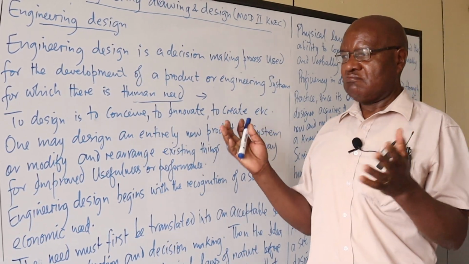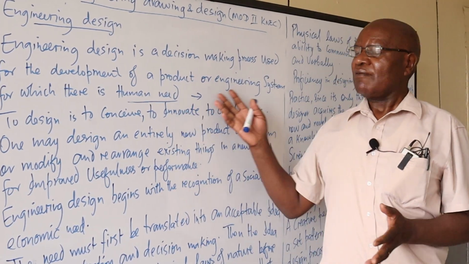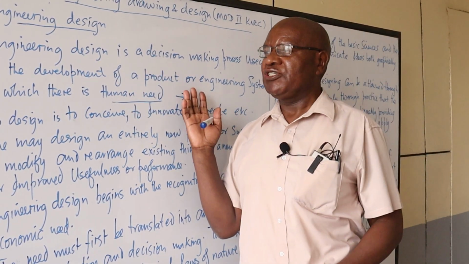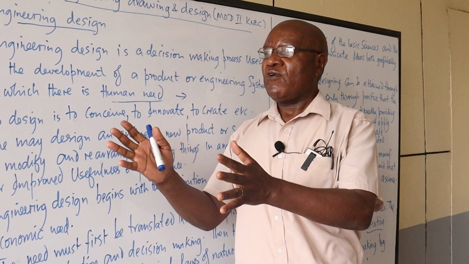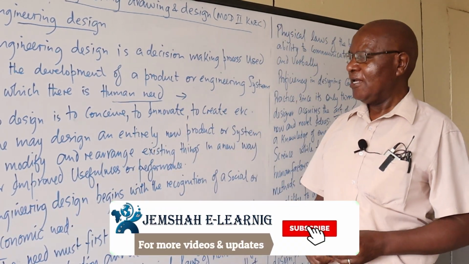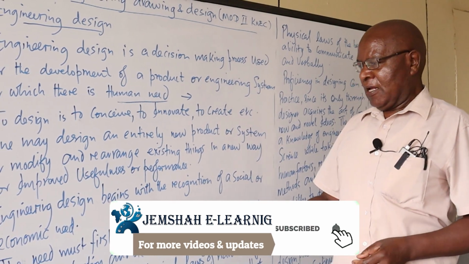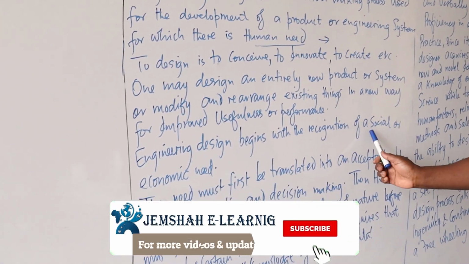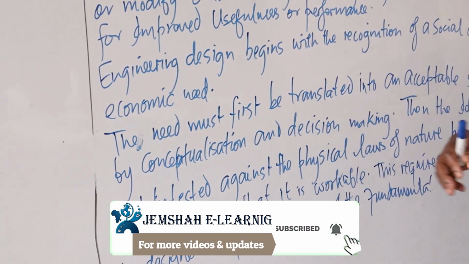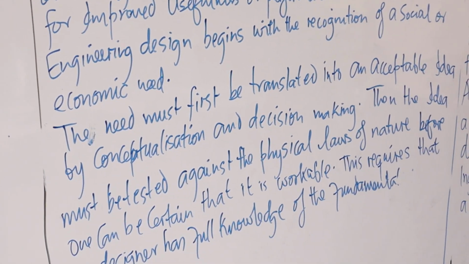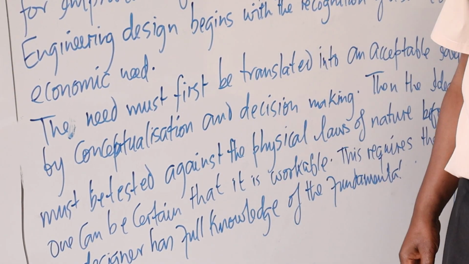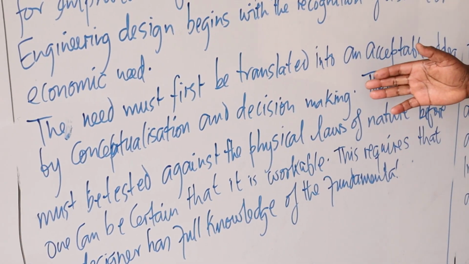Now, a few students have followed that idea, and most of them, all they did in college, technical institution, they went forward and continued with that project, and now they're making money out of it. Now, engineering design begins with the recognition of a social or economic need. The need must first be translated into an acceptable idea by conceptualization and decision making.